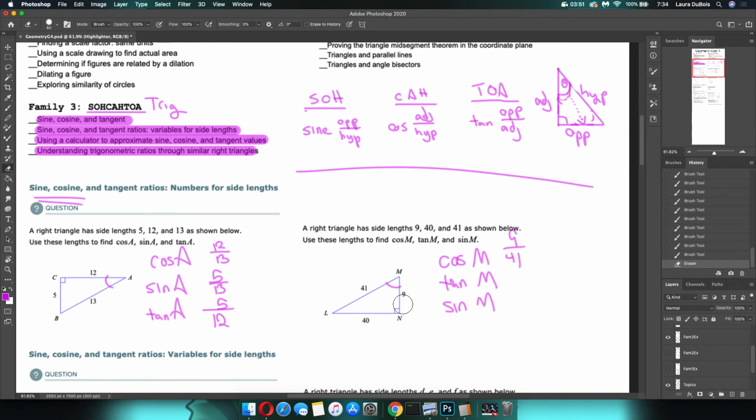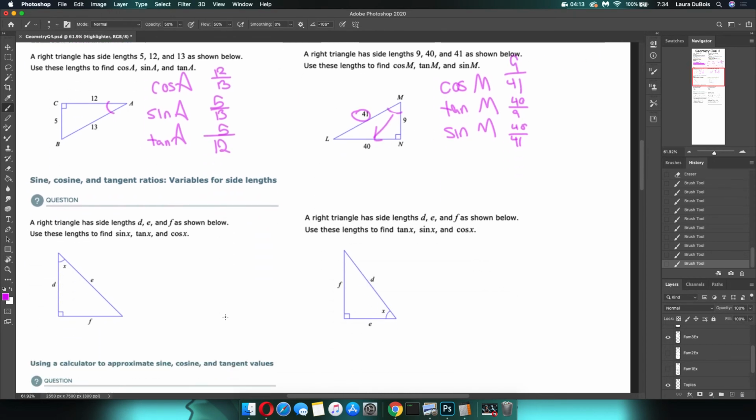Next up, tangent. Let's see here. Tangent is opposite over adjacent, so it's going to be 40 over 9. Okay, next up, sine is going to be opposite over hypotenuse, which is going to be 40 over 41. And that's it. That's your SOH-CAH-TOA in a nutshell.